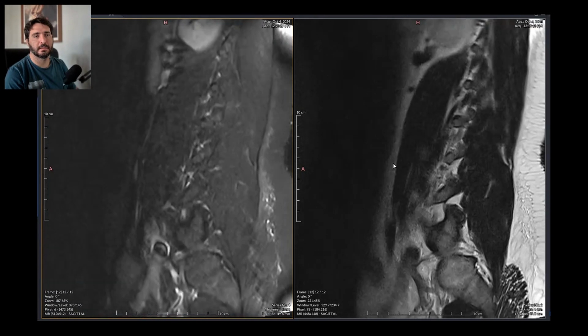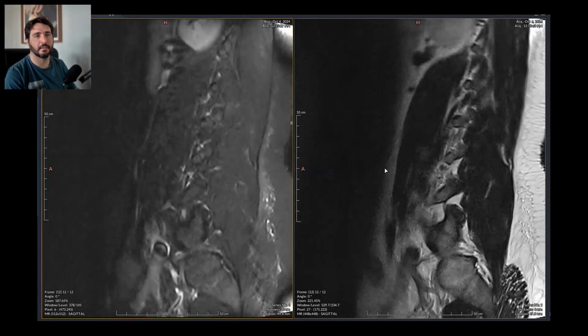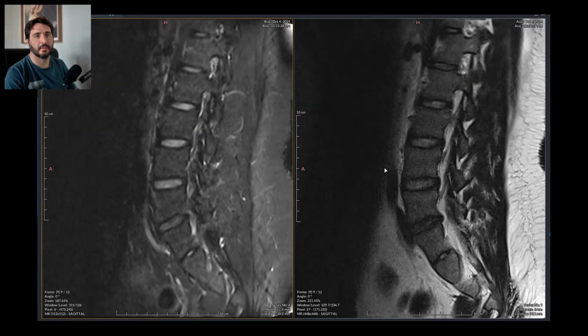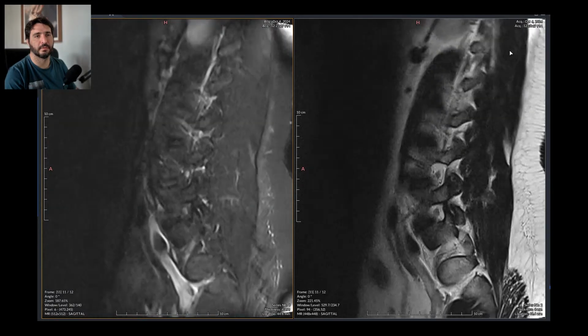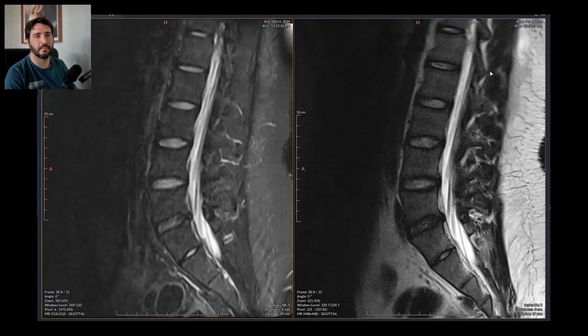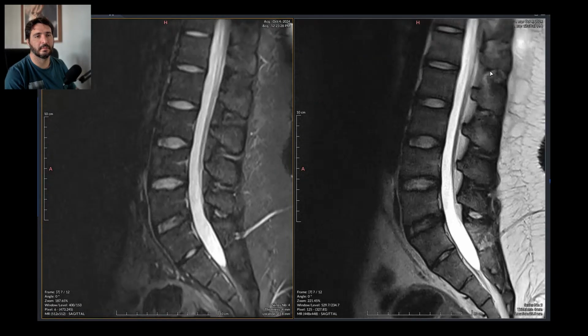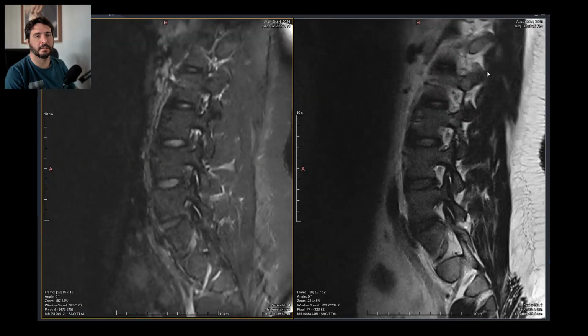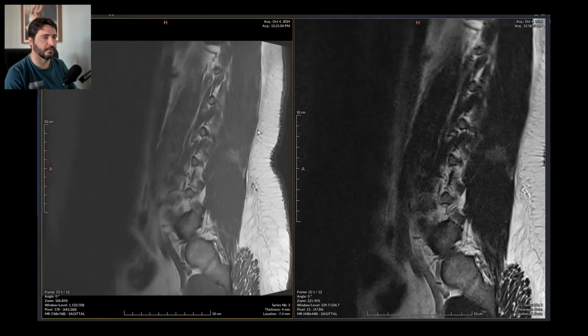Let's see. Last I can tell, I guess there is a costovertebral joint right there. I suppose. Might be. Is it? I don't know. Can't tell because it ends too soon on both sides. This is just stupid.